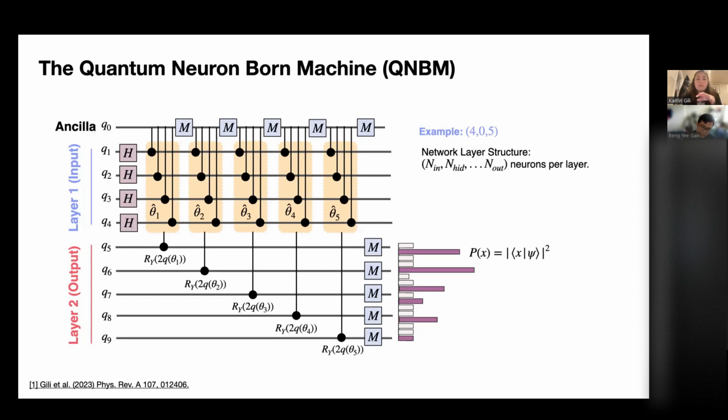So in this specific quantum neuron born machine, we see a network layer structure of 4-0-5, meaning that we have 4 input neurons in superposition, and we output that layer into 5 output neurons. And 0 just means that we don't have any in-between layers in this example. But you could imagine that you could create larger networks with something like the QNBM.